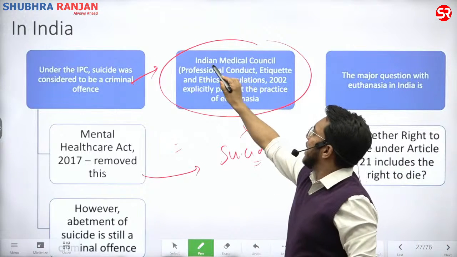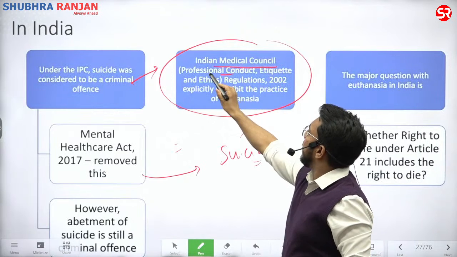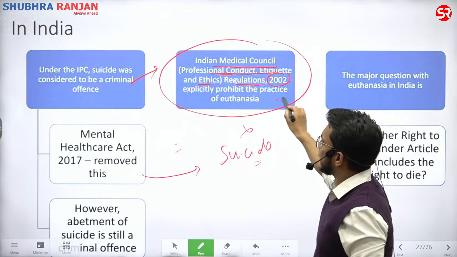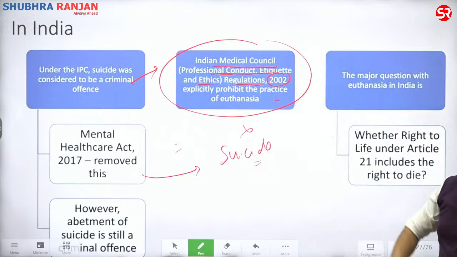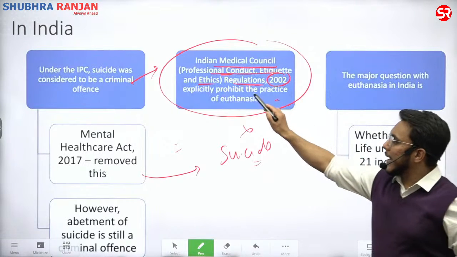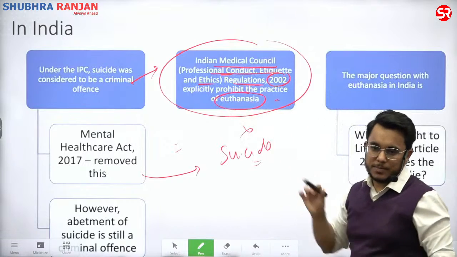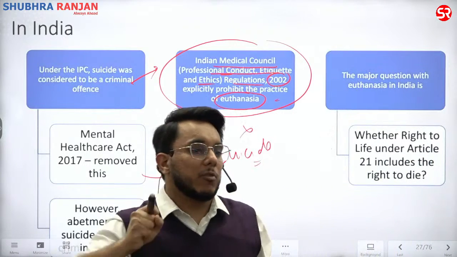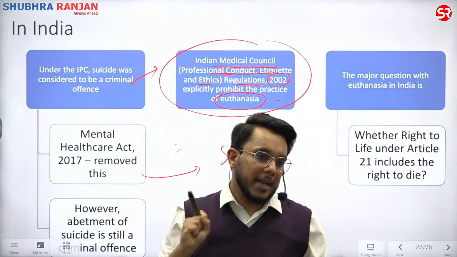That is the Indian Medical Council Professional Conduct, Etiquette and Ethics Regulations 2002. And these regulations explicitly prohibited the practice of euthanasia. So euthanasia was expressly, categorically banned. It was not allowed in India.